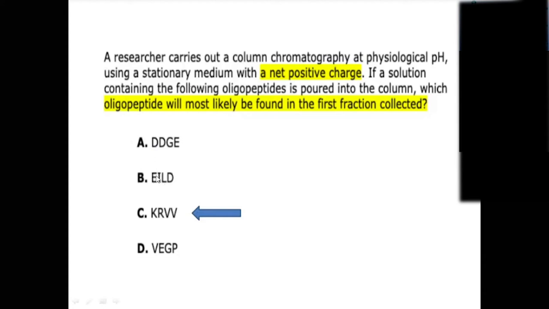I and L are both neutral amino acids. They would not contribute one way or the other. C, K, and R are both positive. V, G, and P are both neutral, while E is negative. So this is very slightly negative, but it still would stick better than positive.